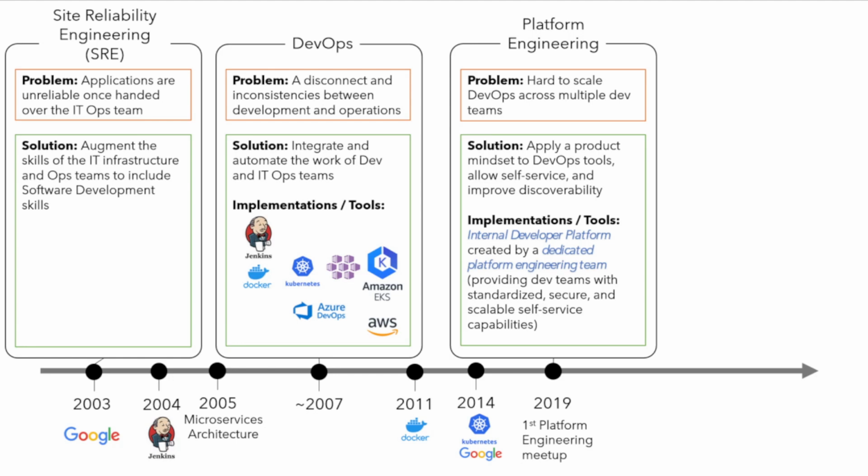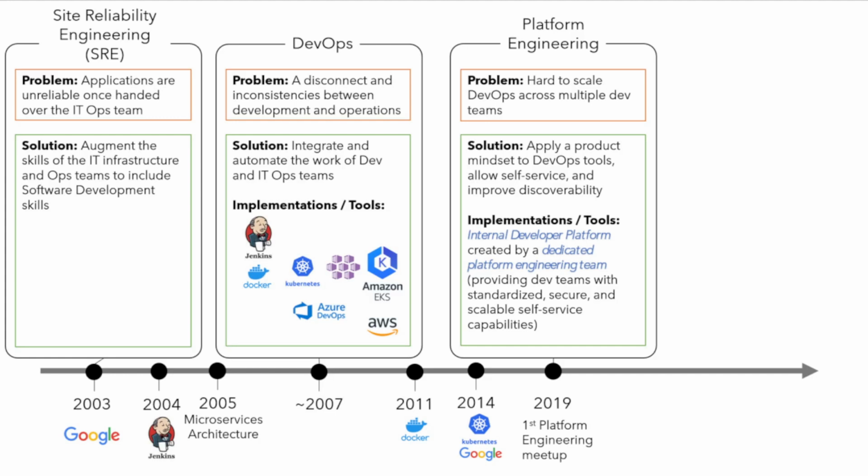Apply a product mindset to DevOps tools to allow self-service and to improve discoverability. The idea was that DevOps tools should be treated as an internal development platform used by all of the teams, which centralizes tools, and it's created by a dedicated platform engineering team. This provides the teams with standardized, secure, and scalable self-service capabilities.